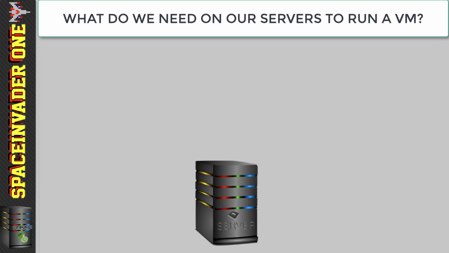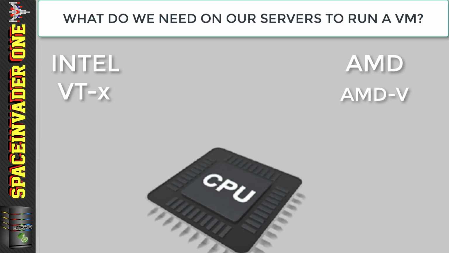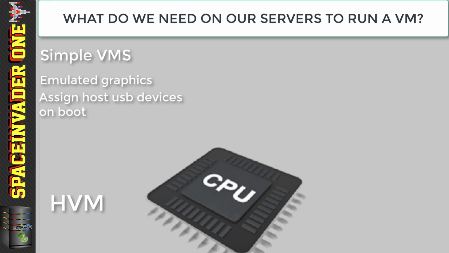To set up a VM, our CPU must support Intel VT-x or the AMD equivalent, AMD-V. This functionality is known as HVM. Having this feature allows us to set up simple VMs using things such as VNC emulated graphics and being able to assign the USB devices attached to the host. Now, for many people, this functionality is fine and that's all they're going to need.